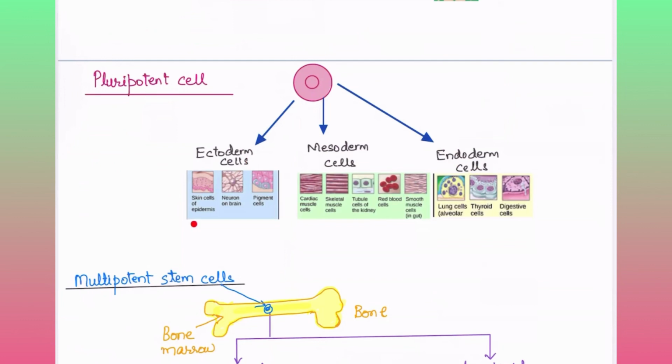Ectoderm can form skin cells, brain cells, and pigment cells, whereas mesoderm cells can form cardiac muscle cells, skeletal muscle cells, tubule cells of the kidney, red blood cells, and smooth muscle cells in the gut. Endoderm cells can give rise to lung cells, thyroid cells, and digestive cells.